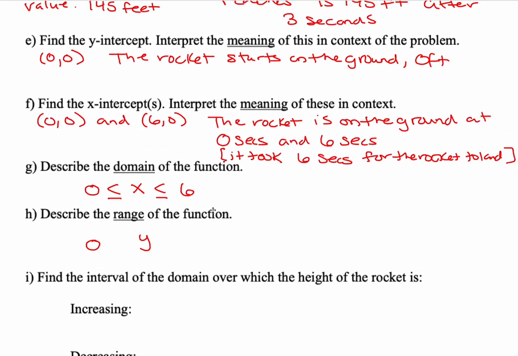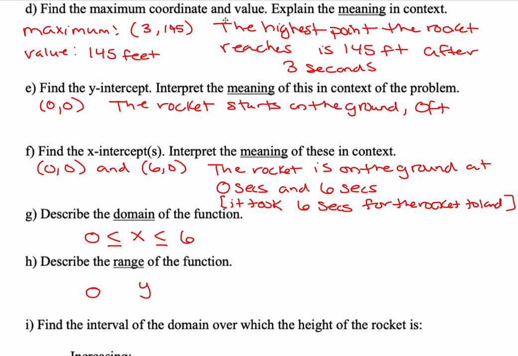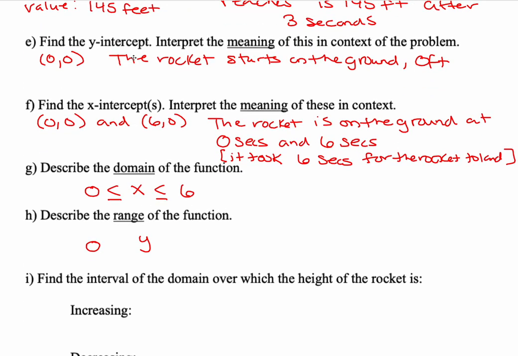And that came from our maximum. That's why we find the maximum value. So our value is at 145 feet, so we would say that our largest height would be 145. So we know that our rocket is between the heights of 0, the ground, and it goes up to 145 feet, and then it comes back down.